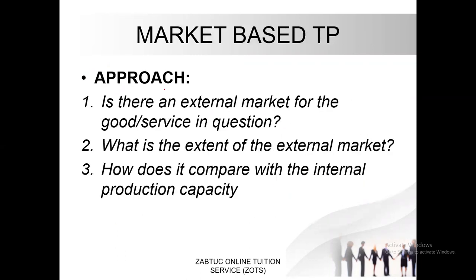So the approach works this way. You ask a question, is there an external market for the good or service? If the answer is yes, you ask the next question. What is the extent of the external market? How many people are there? What volumes are you talking about? You're given the number. Then from there, you ask the last question. How does it compare with the internal production capacity? You need to ask these three questions before you can decide what you're going to use as the transfer price. Let's follow it up here.